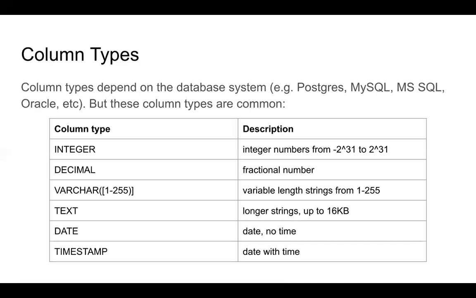So there are many column types, and what they are can depend on the database system. But the most common ones are integers, decimals, varchars, text, which you use for longer strings up to 16 kilobytes, dates or timestamps. So a date is just a day, month, year, and a timestamp is the date and the time.